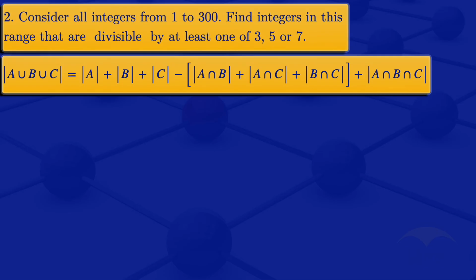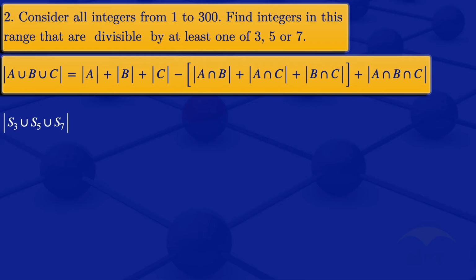So I now move on to the second question there. We are looking at integers in the range 1 to 300. And we want to find integers in this range that are divisible by at least one of 3, 5, or 7. We can write this using set notation, and it will be the cardinality of S3 union S5 union S7, where S3 are integers divisible by 3, S5 integers divisible by 5, S7 integers divisible by 7.